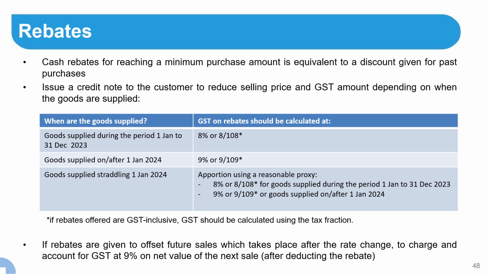If you are giving a rebate to offset future sales which takes place after 1st January 2024, you should charge and account for GST at 9% on the net value of the next sales after deducting the rebate.